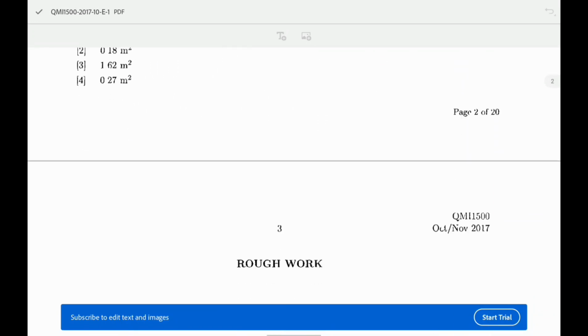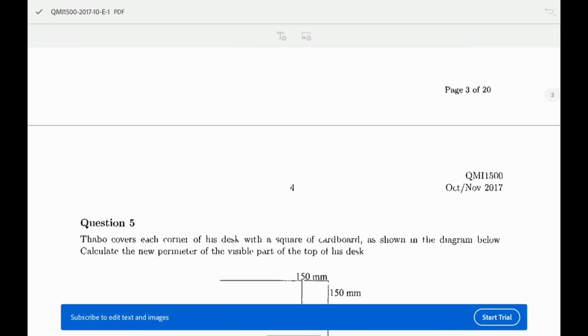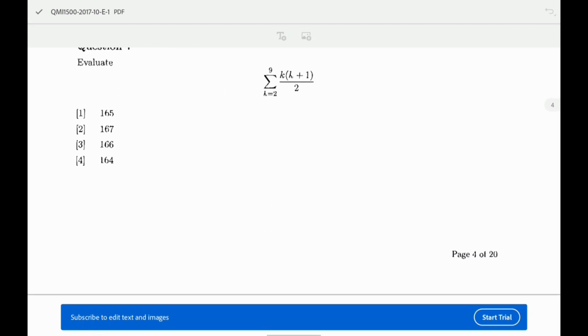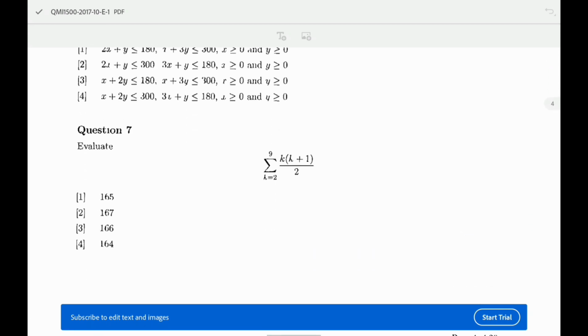So let's check another question that we can do in this question paper. Remember, some of the questions in this paper are no longer being asked. So I'm just going to go through question 7, which is the sum of k equals 2k in brackets k plus 1 over 2. Let me write it on the board and we start.